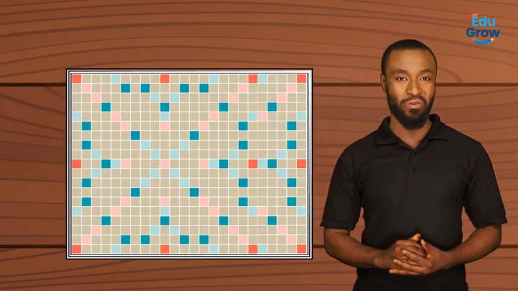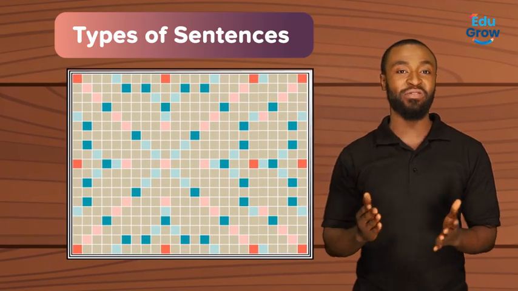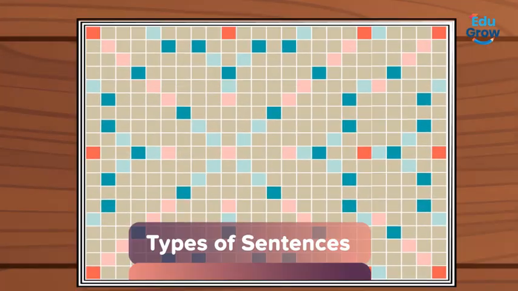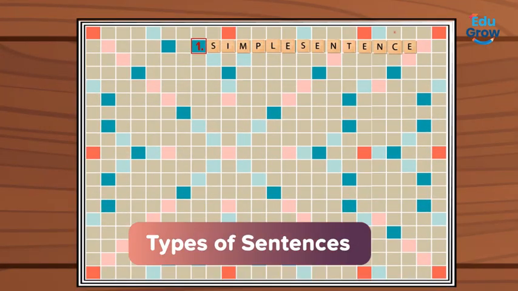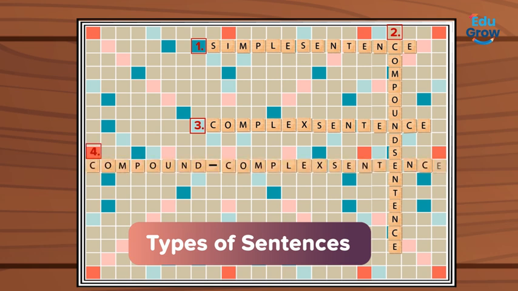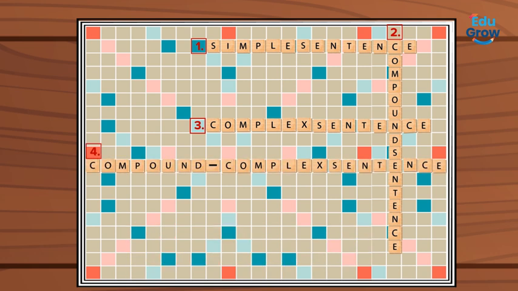In the English language, we have 4 types of sentence structures, namely simple sentence, compound sentence, complex sentence, and compound complex sentence. Let's take a look at them one by one.